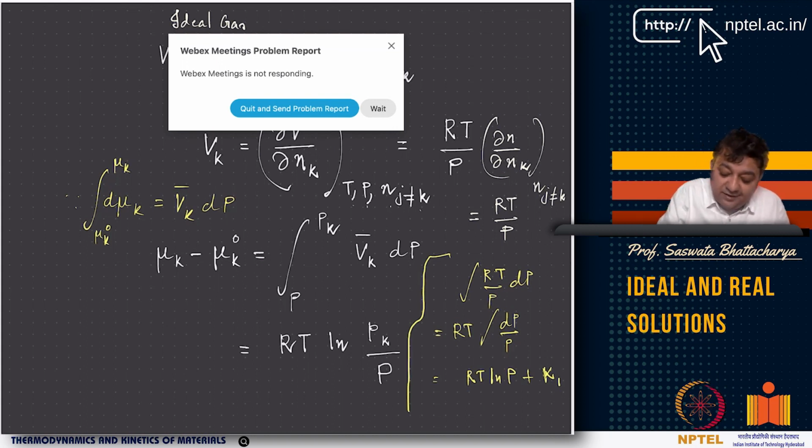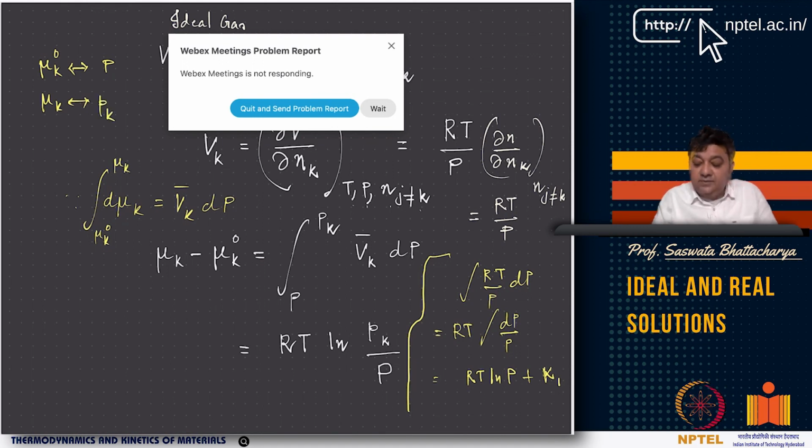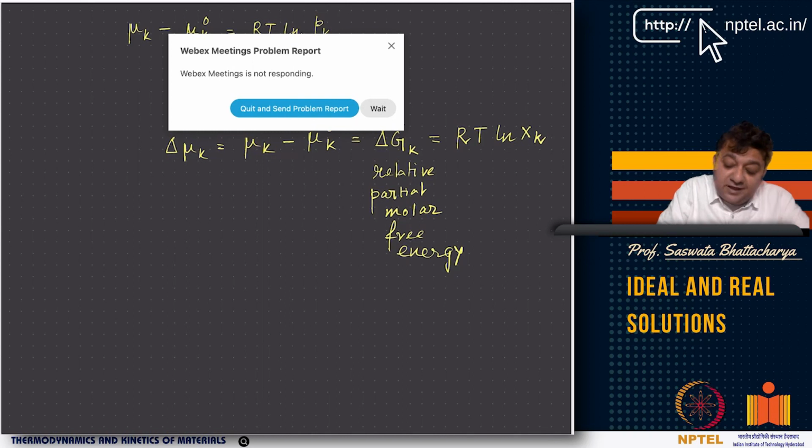So when mu K0 was there, that is in the pure state, you had the pressure P. That was the correspondence. When it is mu K, now in the mixture, your pressure is Pk, the partial pressure of component K. So this becomes RT ln Pk by P. So mu K minus mu K0 becomes RT ln Pk by P.